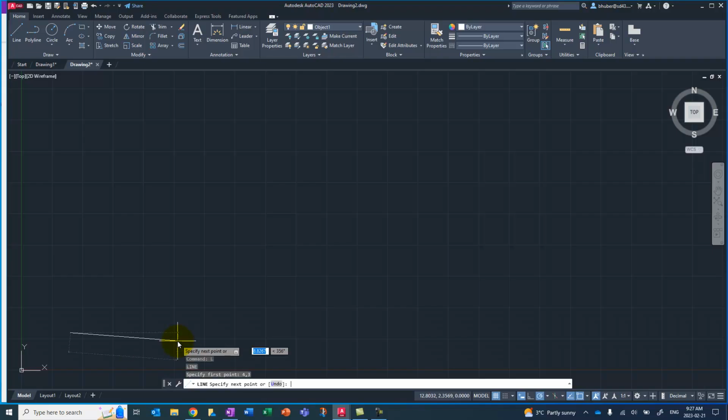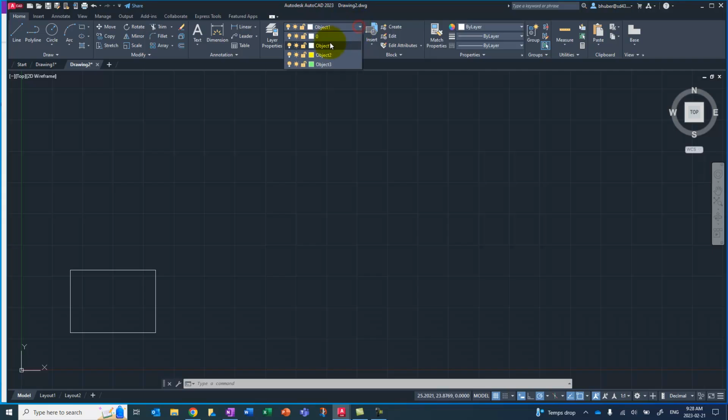And then let's just go at 7 angle 0, at 5 angle 90, at 7 angle 180, and then finally at 5 angle 270. So I actually find that faster and easier for me, but if you prefer the dynamic input, hey, you do you. So we're going to switch to Object 2 now.